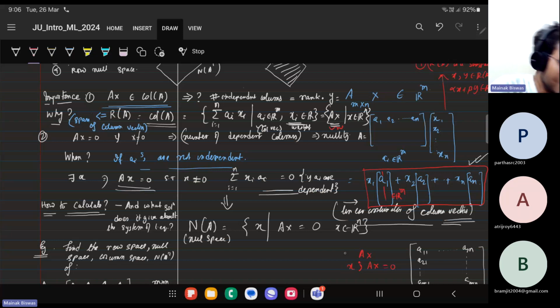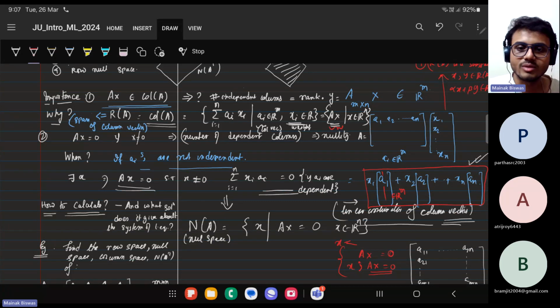So AX, when will these two conditions hold? See, AX is set to be 0, so this has to be 0, right? And X is set to be in the column space. If X is also in the column space, X is also in the null space, it means it's a 0 vector, yes or no?